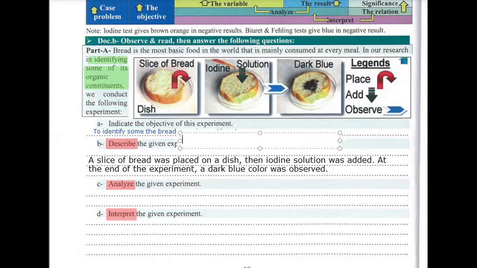So again, describe, we have to stick to the legend. الارو الأحمر place بتصير was placed. الارو الأسود add بتصير was added. الارو الأزرق observe بتصير was observed. تمام؟ هيدا describe عنا هون.